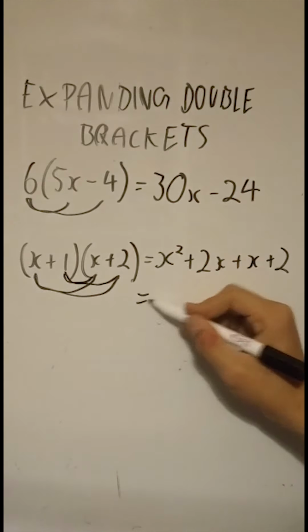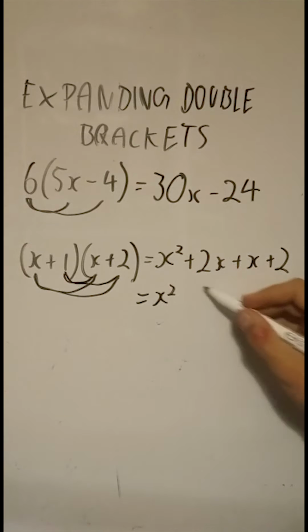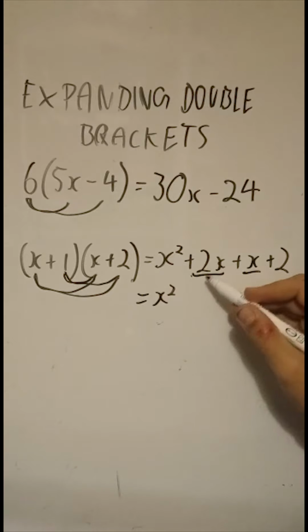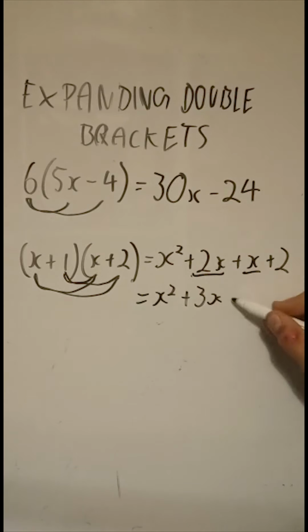We now collect like terms. X squared stays the same because we don't have any other x squared. For x, just x, we have 2x plus x, which gives us 3x, and then we just have 2.